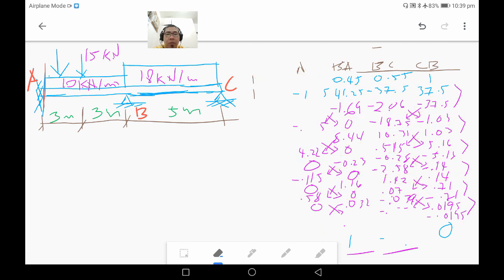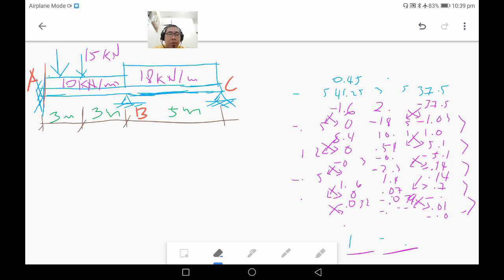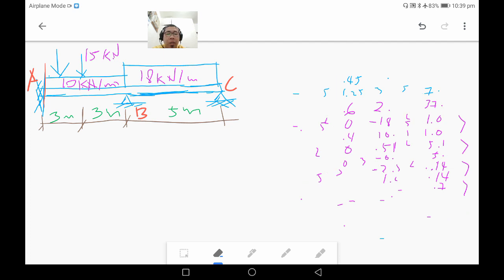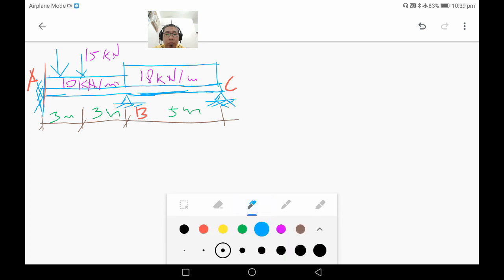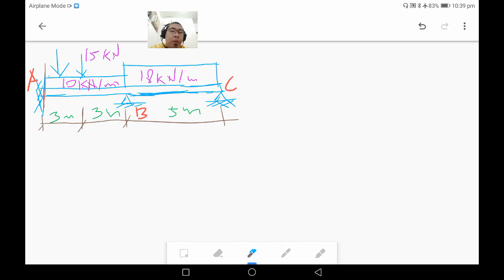Para ma-draw natin yung, kuha natin ng reactions. Okay? Draw tayo ng reactions. Burahin muna natin. So, paano gumawa ng reaction? Ito, yung B muna na AB.